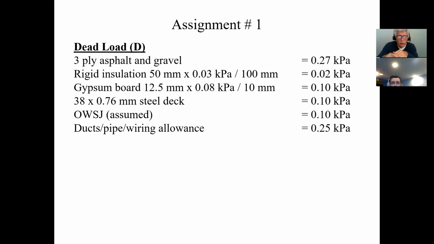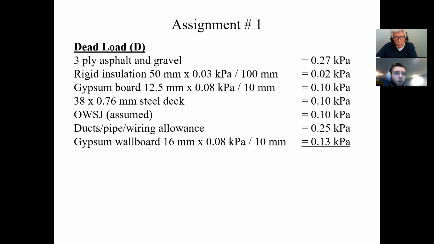So that's a good amount. And then after that, the only thing you have to worry about is that finished ceiling that the architect wants to put in his building. And therefore, again, 16 millimeters prorated, and that comes out to 0.3. And you add it all up.